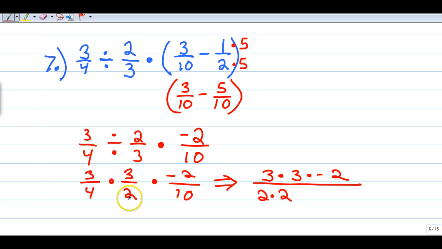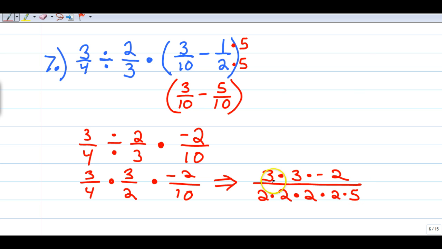We then come to the 2 in the second fraction. We'll bring it over. And now we're at the 10. 10 is not prime, but we can break it down to its prime numbers by breaking it down to 2 times 5. Now we're ready to reduce the fraction.